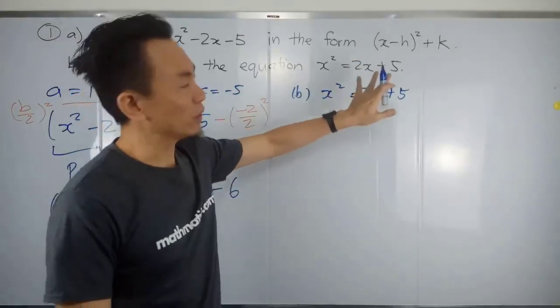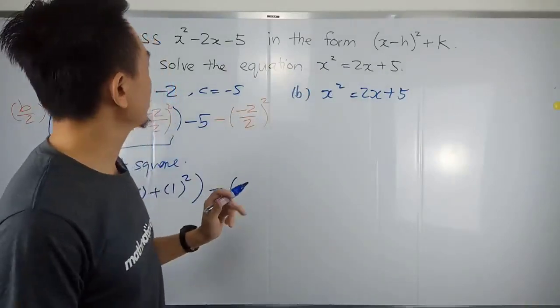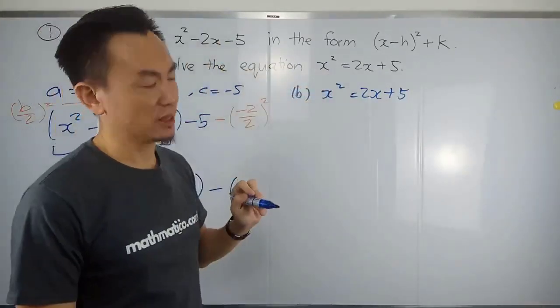Now, if you have a good look at it, you know that this and this are pretty much the same, except that this has got an equal sign, and these negatives are now positives.